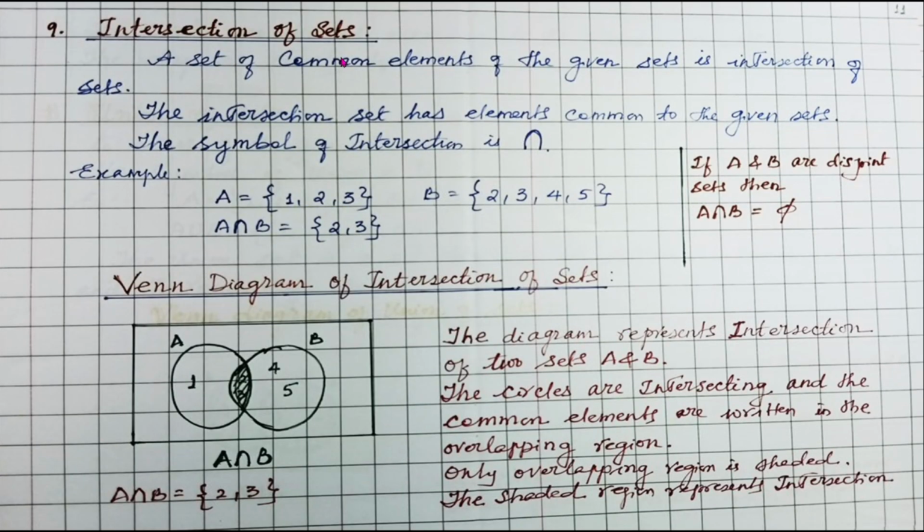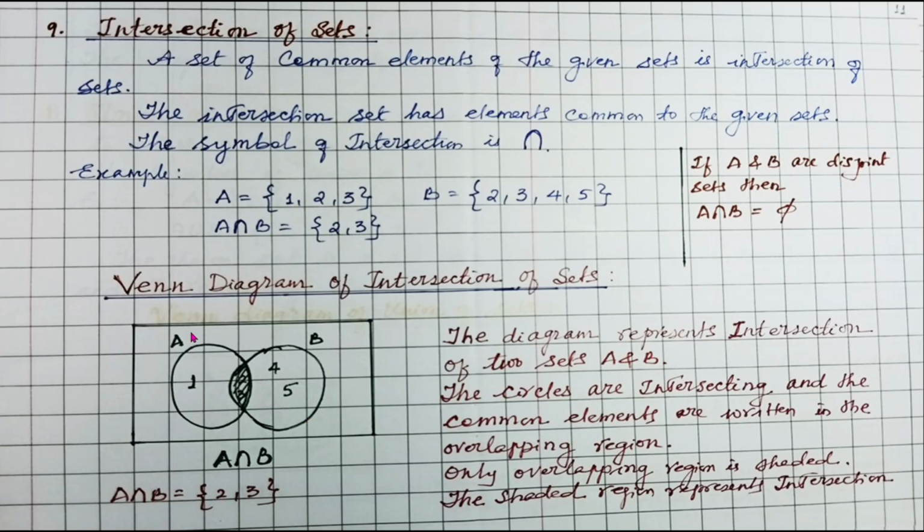Now coming to the next important operation, intersection of sets. A set of common elements of the given sets is the intersection of sets. The intersection of sets is represented by an inverted U, and let us understand this with the help of an example. If A is a set of elements 1, 2, 3, and B is a set of elements 2, 3, 4, 5, intersection means the elements which are common to both. The elements common are 2 and 3, therefore A intersection B is a set of elements 2 and 3. So we have to take only the common elements here.